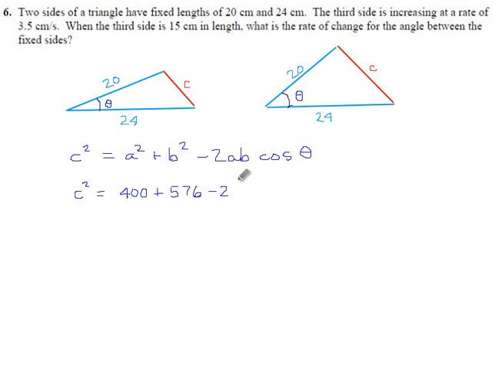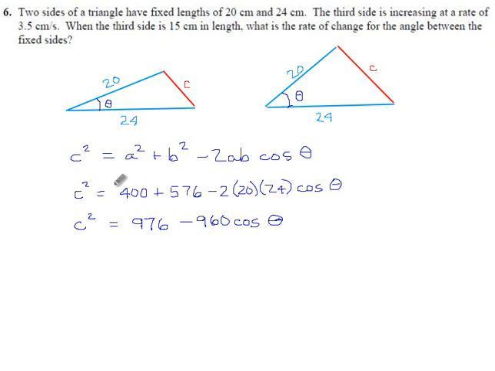576 minus 2 times 20 times 24 times the cosine of, and the angle is variable, so we have to leave it as a variable like we have here. So c squared equals, add those up, you get 976. And then we get 2 times 20 is 40, times 24 is 960 cosine theta. And I think that's about as nice as we can make the angle formula look.